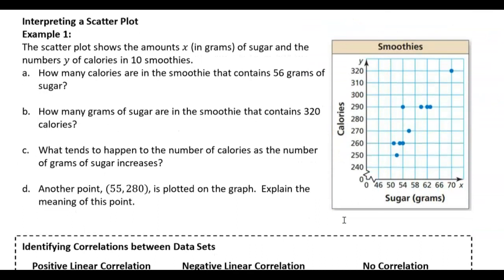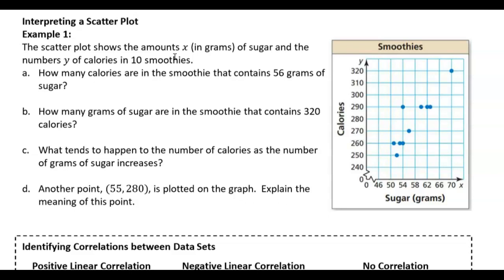All right, interpreting a scatter plot is pretty easy, especially if you just pay attention to the variables. So it says X is the grams of sugar. We see that up here in the description, but we also see it down here on the label of the x-axis. We know X is the sugar, how many grams. Y is the number of calories. We see that on the y-axis, or we see it here in the description. And this is of 10 different smoothies plotted on this graph.